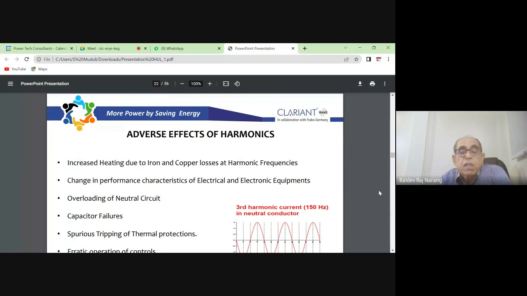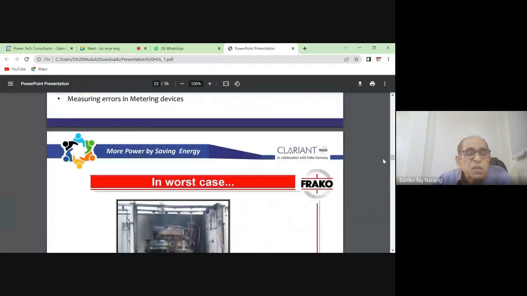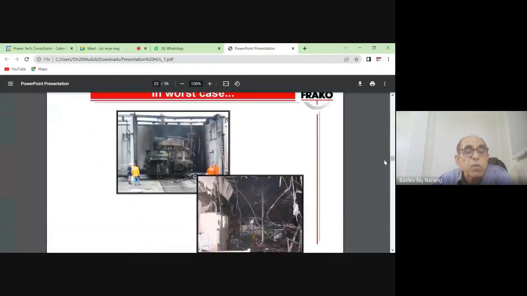At some places, in fact, I also had this problem. We kept on changing the overload relays, thinking that they were not proper, duplicate or something like that. But actually, the problem is harmonics. The relay is okay, but it is operating due to the harmonic currents. We have to understand that when problems like that come. So next, just please move it forward. Just the same slide, 2-3 points are left out.